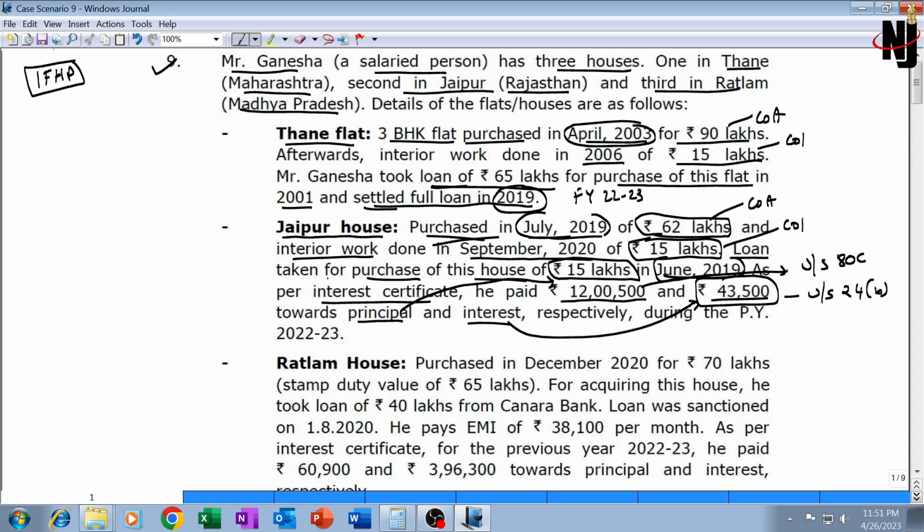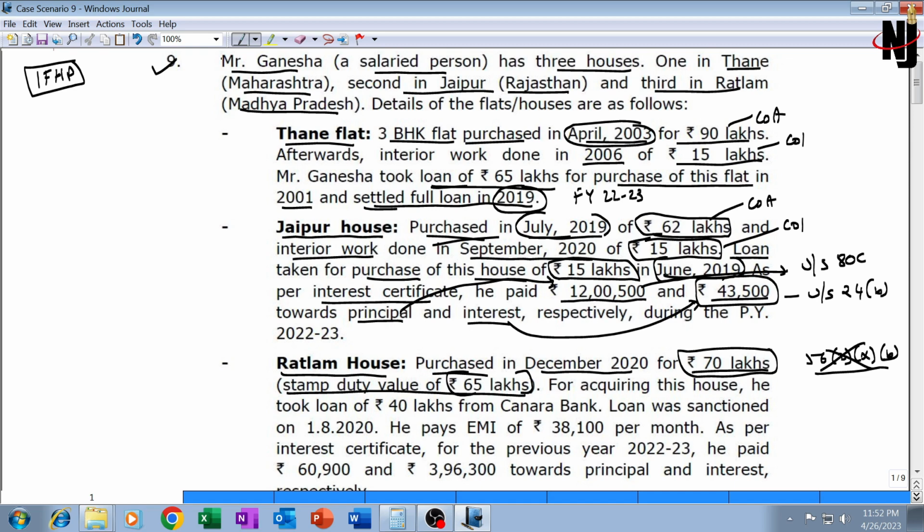Lot of small information is given to us. Ratlam house purchased in December 2020 for rupees 70 lakhs. 70 will be the cost of acquisition. Stamp duty value is 65 lakhs. That means purchase for more than stamp duty value of 65 lakh. That means section 56(2) will not come. Income from other sources, chapter 56(2)(x)(b), will not be applicable for this differential amount of 5 lakh. 56(2)(x) is applicable only if purchase is for less than stamp duty value. Here we have purchase for more than stamp duty value.